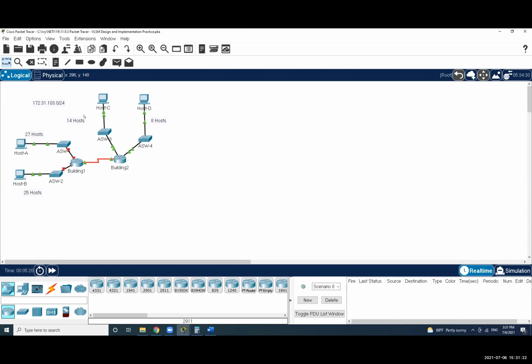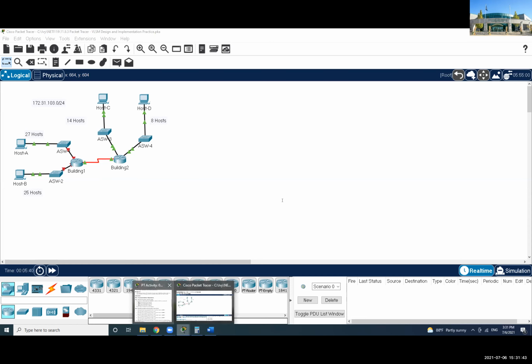Need 4. Yeah, 4, right? We got 2 raised to 4, 16, minus 2, we have 14 here. And how about the 8 hosts here? How many bits in the host portion do you need? Need 4 again. Yeah, 4 again. 3 is not enough, right? Because 2 raised to power 3 is 8, but you have to minus 2, you only have 6 here, not enough. Okay, so that's the way of working with this one.